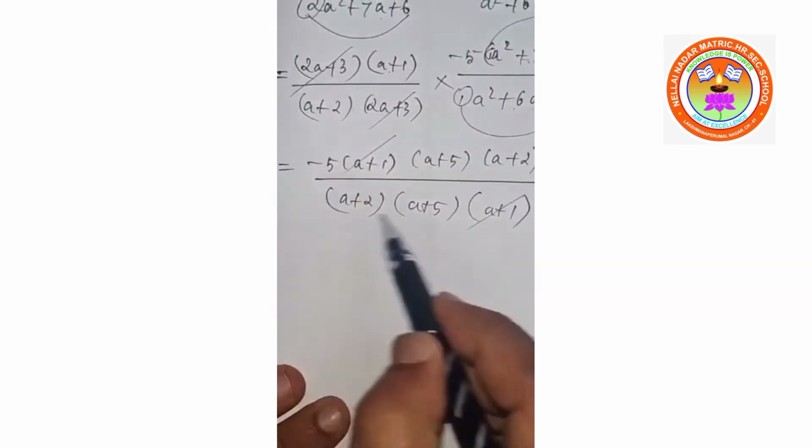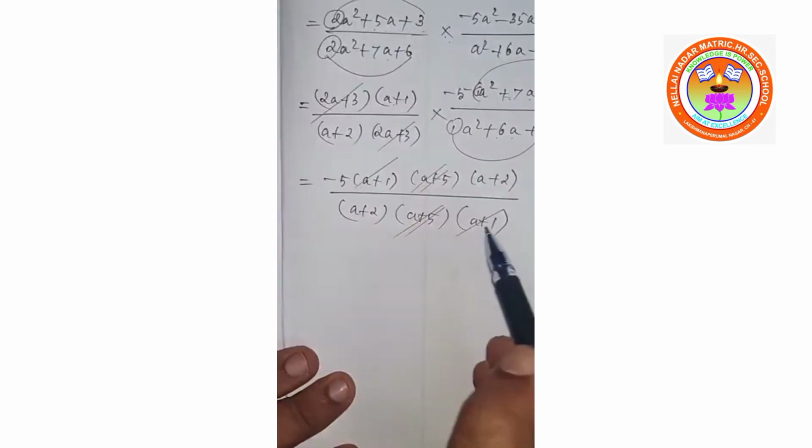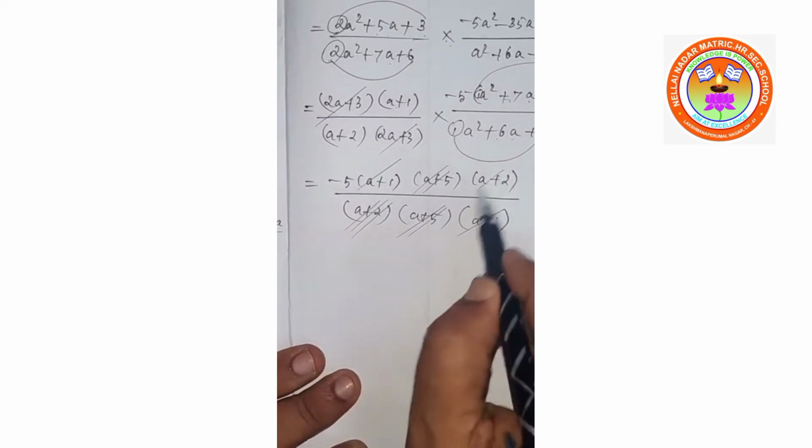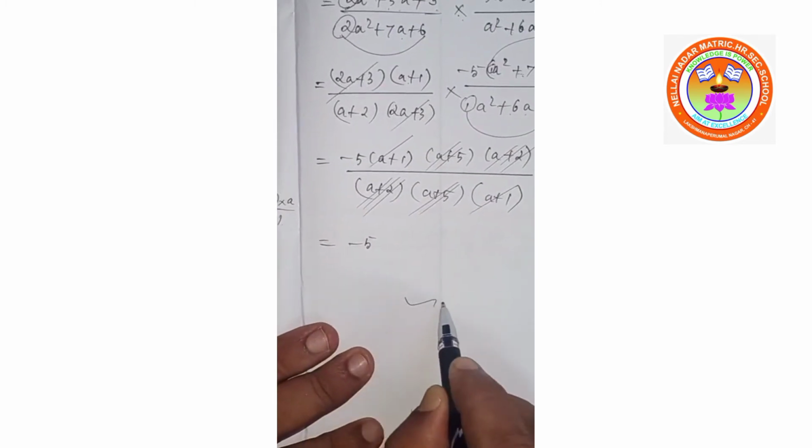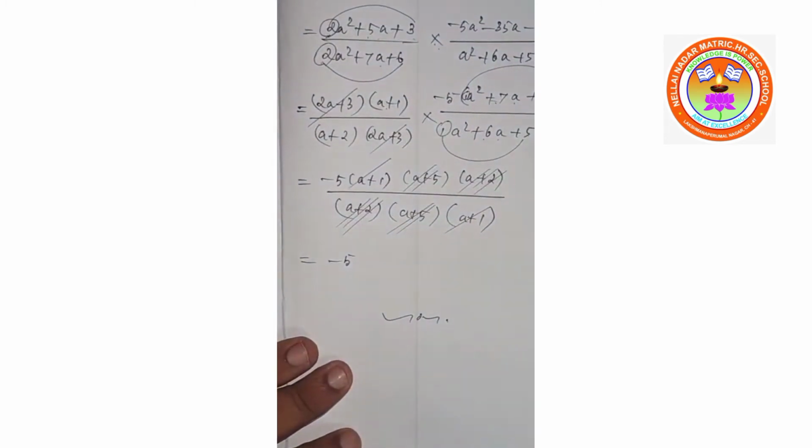So a plus 1 get cancelled, a plus 5 get cancelled, even a plus 2 get cancelled. So which one is left out? Minus 5. Subdivision number 1 over. Now subdivision number 2.